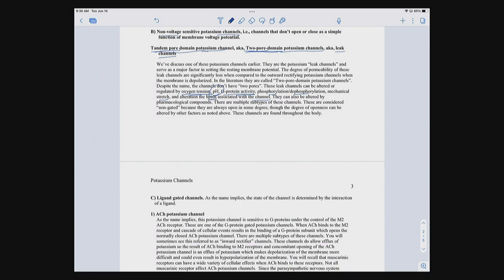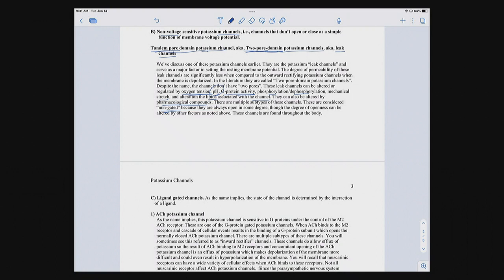You also have an array of drugs or pharmacological compounds that can interact with these leak channels, changing their nature as well. And again, just to emphasize, these are non-gated, meaning they don't open and close. They're always open, but certain things within the microenvironment can influence the degree of openness or closeness. These leak channels are found throughout the body. Many, many cells, most cells have some degree of these potassium leak channels in them.